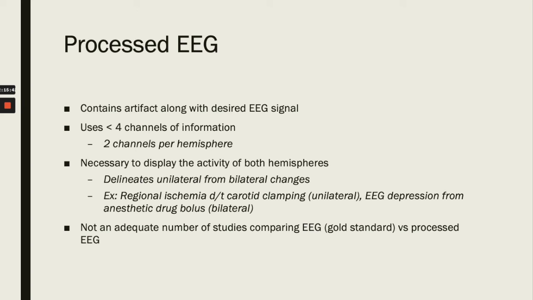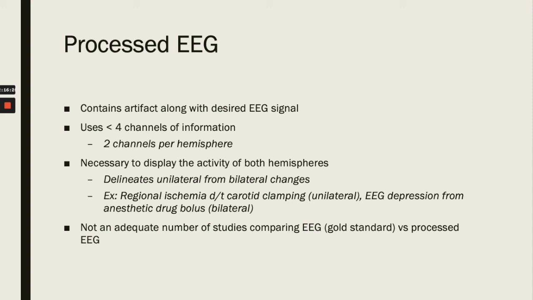So the processed EEG, and that's more along the lines of what we use, like the BIS. So we'll talk about that next. It contains artifact along with the desired EEG signal. So it's taking an EEG signal and compressing it to something that we can try to process and use. It uses less than 4 channels of information. So it's going from the standard 16 channels and compressing it to less than 4 channels, so that's 2 channels per hemisphere. That can cause a lot of artifacts and can distort the EEG signal that is normally pretty clear.